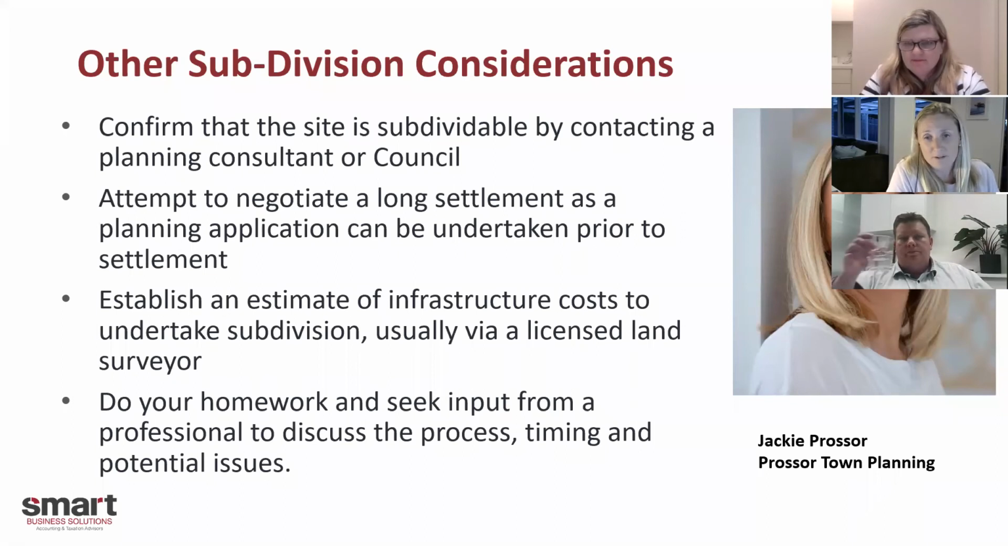It is also beneficial, if you are looking at developing a site, to establish what sort of infrastructure costs you're going to be up for. How far away is the drainage system? Is it likely that you're going to have to connect to NBN that's halfway down the street? That helps you better understand the cost implications of undertaking the subdivision works. And as always, I would strongly encourage you to do your homework and seek input from a range of professionals to establish the timing and the likely issues.